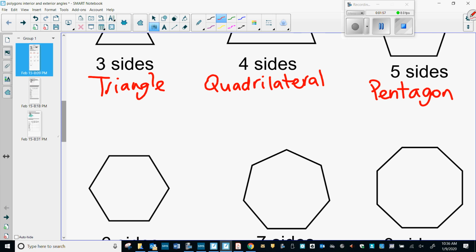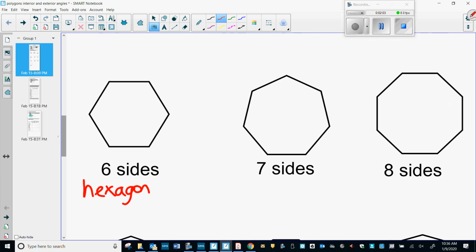Now, we could have fights for the next one. US and UK are different. Septagon or heptagon. It's a heptagon. What is it in the UK and what is it in the US? Sometimes they call them septagons. But if I want a heptagon in the test, you would get it wrong. You're going to have to start calling it a heptagon.